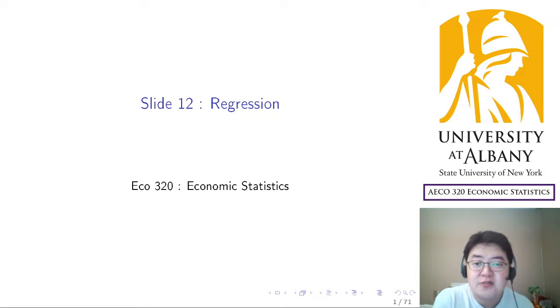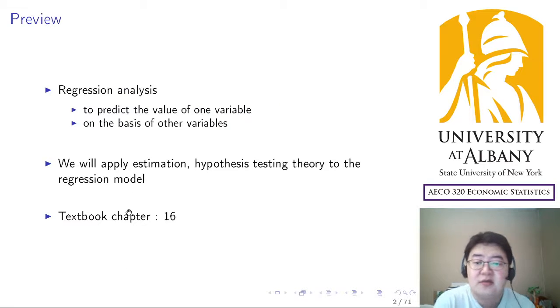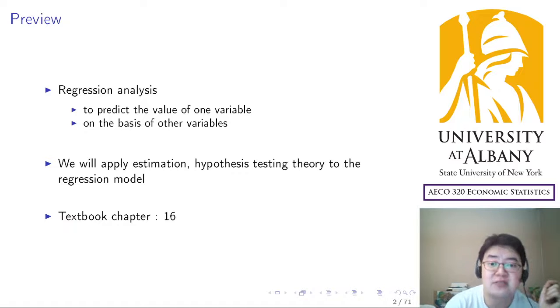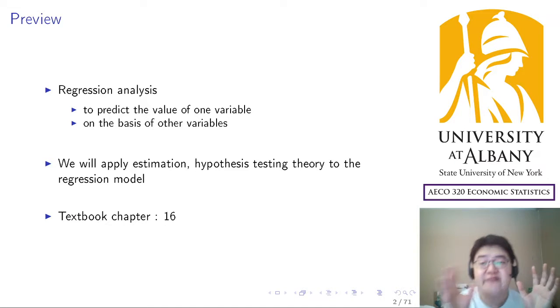Hello. Today we are going to start the last chapter, chapter 12, about regression, the regression models. The regression model is to predict the value of one variable of your interest. So basically, it's to predict a variable of interest. And how do we predict using other variables? So we have other variables that help us predict the variable of interest, and it's very important.